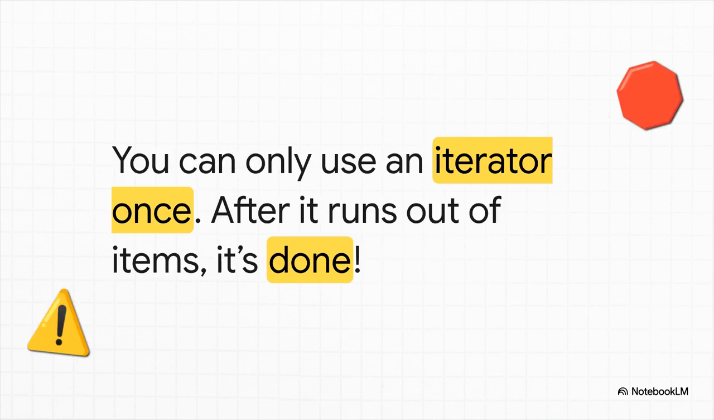But here's that pitfall I mentioned. Once that bookmark hits the last page of the book, it's stuck there. The iterator is now what we call exhausted. You can't rewind it. You can't loop over it a second time. It's a one-way street, and that trip is over.